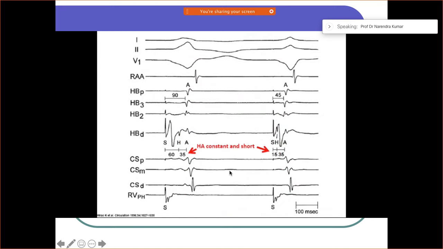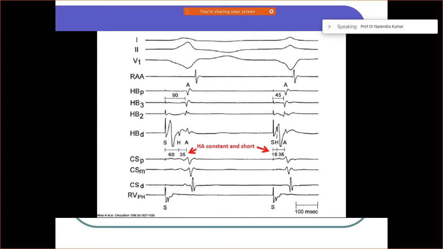Now, what is happening over here is the HA is constant and short, the HA interval, if you look carefully in both these instances. So what is happening is the pacing stimulus in the left complex did not produce HBRP capture, which is reflected by the wide QRS complex and relatively late his bundle activation, yeah? Which we can see over here. The 45 millisecond shortening in the SH interval was matched by a 45 millisecond shortening in the SA interval from 90 to 45 milliseconds, without a change in the atrial activation sequence.